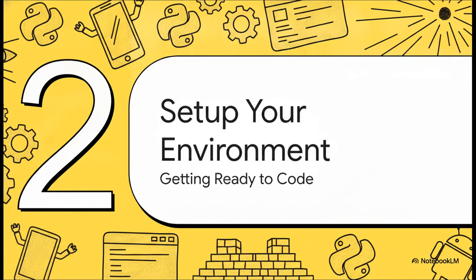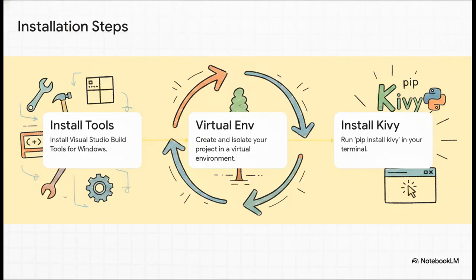Moving right along to Section 2, setting up your environment and getting ready to code. Setting things up is a pretty straightforward pipeline. But a massive best practice rule here: absolutely isolate your project using a virtual environment before you run your pip install commands. Now, if you're on a Windows machine, Kivy requires a compiler, so you're going to need to grab the free Visual Studio build tools first. Once that's all sorted out, just fire up your virtual environment and simply execute pip install Kivy right in your terminal.